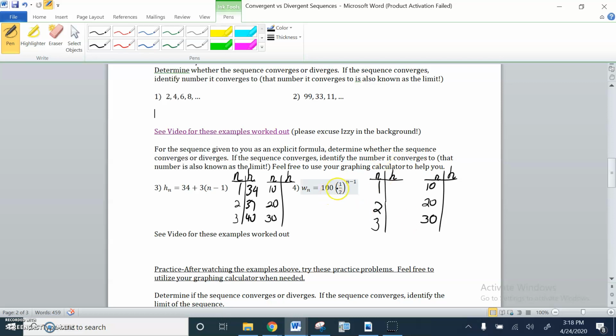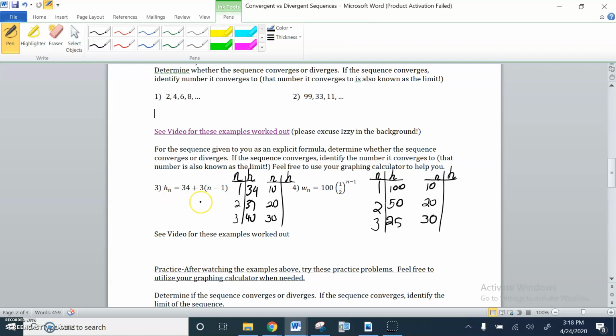Now here we have 100 times 1/2 to an exponent. And the idea there, if we wanted to look at this not from an explicit formula, but actually graphing it, we would get, well, if n is 1, we get 100, and then 50, 25. I was going to go through and do larger numbers, but just to keep it short and sweet here, I'll just look at those.